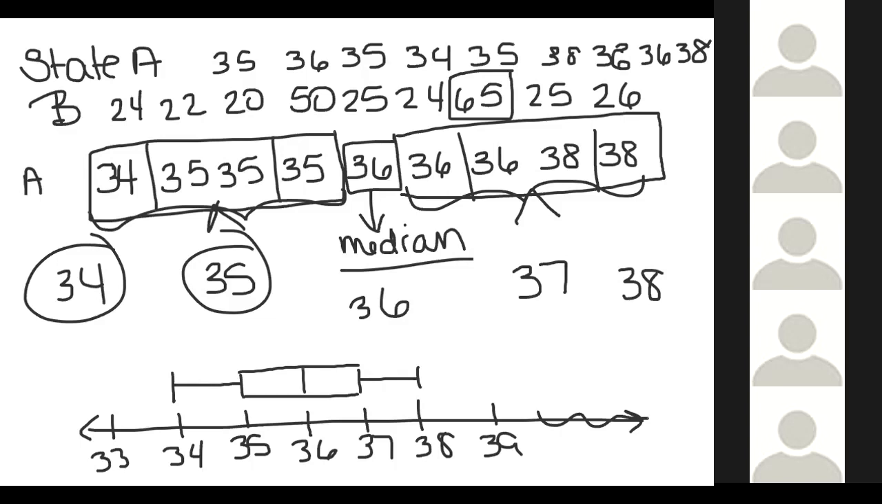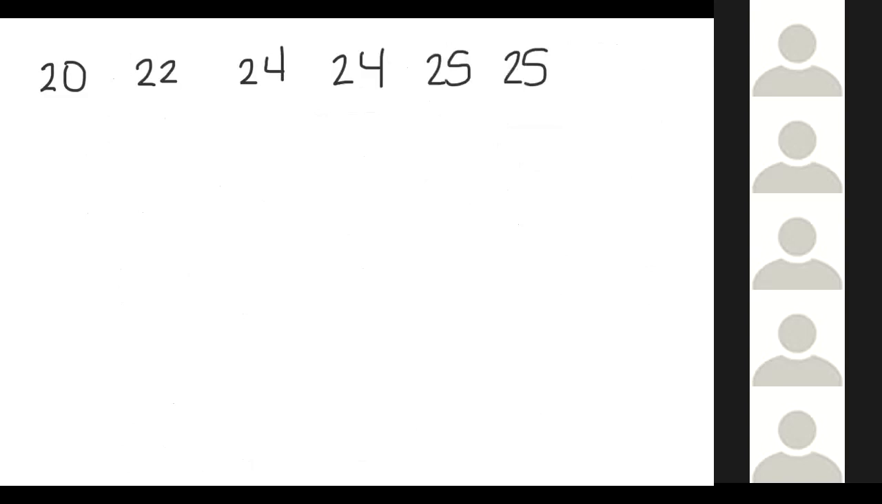So now we are going to look at state B. I'm going to put those numbers in order, and I already did that part on this problem because you're not going to mess anything up. It's just putting them in order: 20, 22, 24, 24, 25, 25, 26, 50, 65.